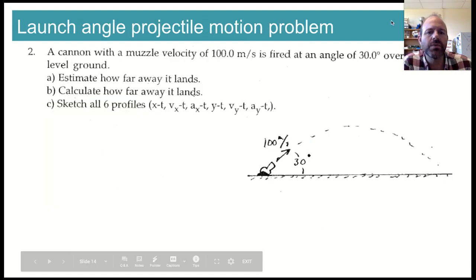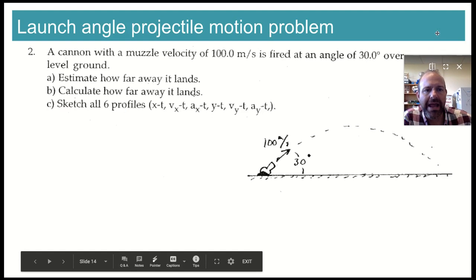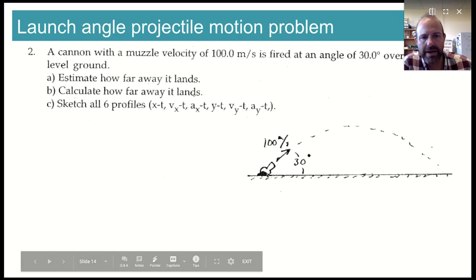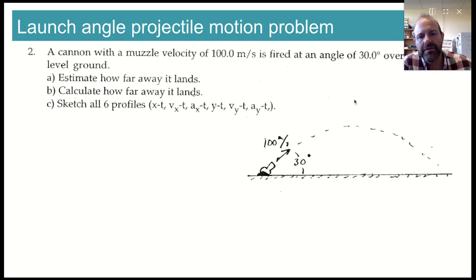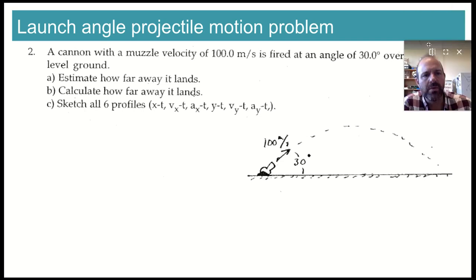Another example we could do is one where we are firing something at an angle over level ground, right? Here we are firing a 100 meter per second projectile at an angle of 30 degrees, and we want to know how far away it lands.